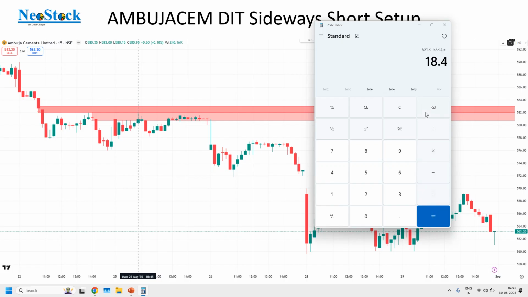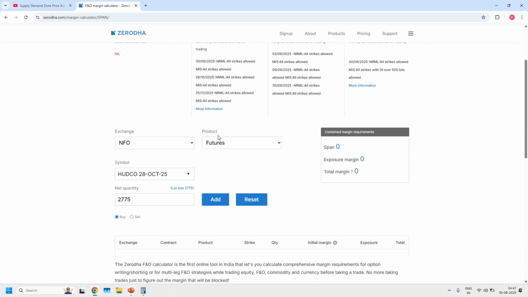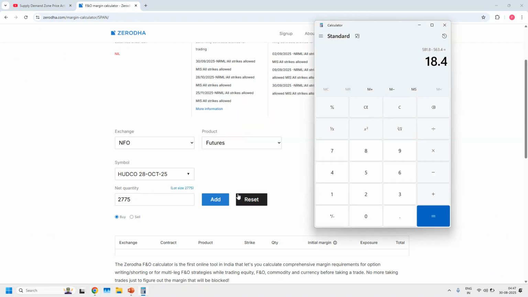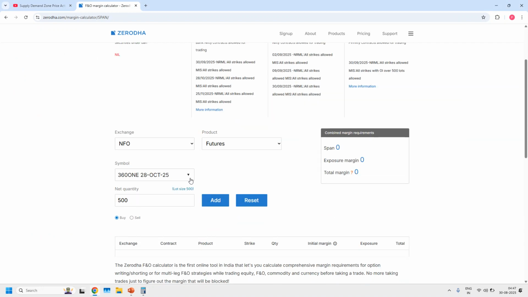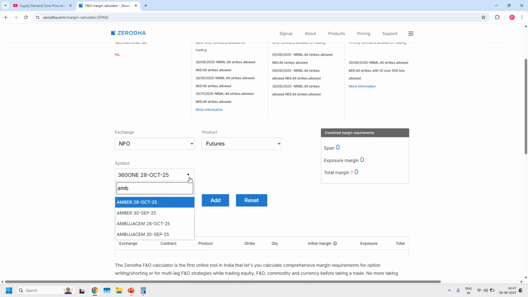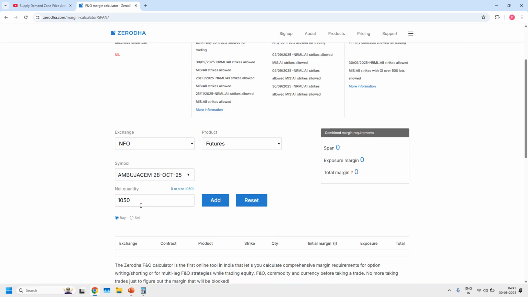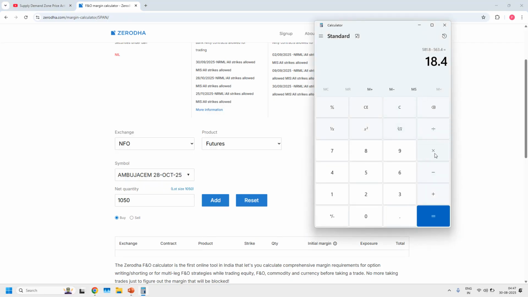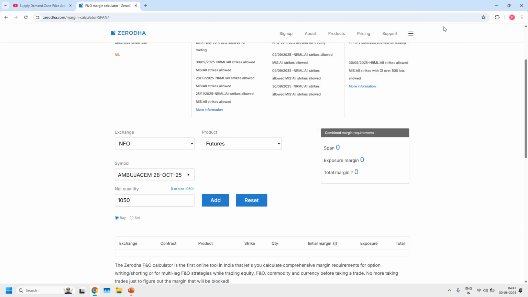You would have got 18 rupees profit in 3 days, Ambuja Cement. Let us see how much profit you would have got. The lot size is 1050, into 1050. You got 19,320 rupees profit, maybe around 19,000 or maybe a little higher or a little lower. In 3 trading sessions, it's a very good profit, right?